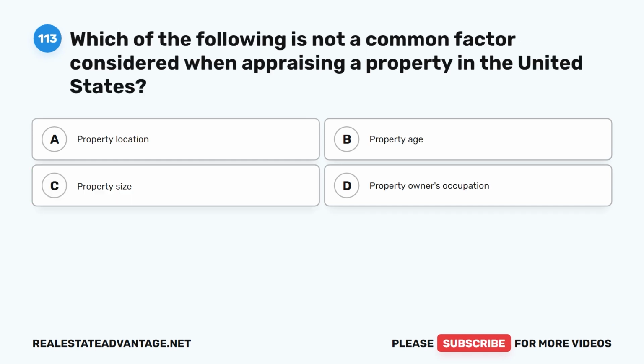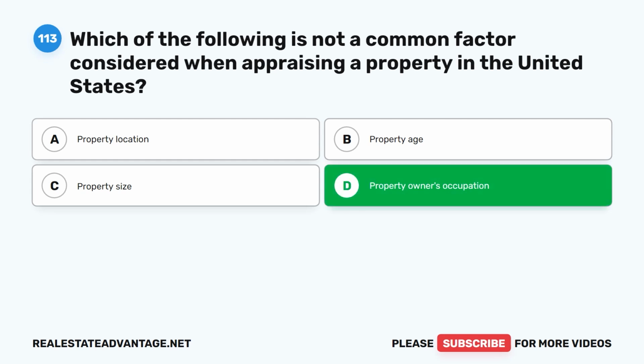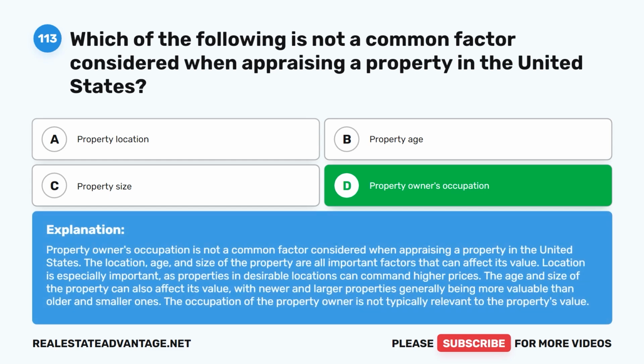Question 113. Which of the following is not a common factor considered when appraising a property in the United States? A, property location. B, property age. C, property size. D, property owner's occupation. The correct answer is D, property owner's occupation. Property owner's occupation is not a common factor considered when appraising a property in the United States.